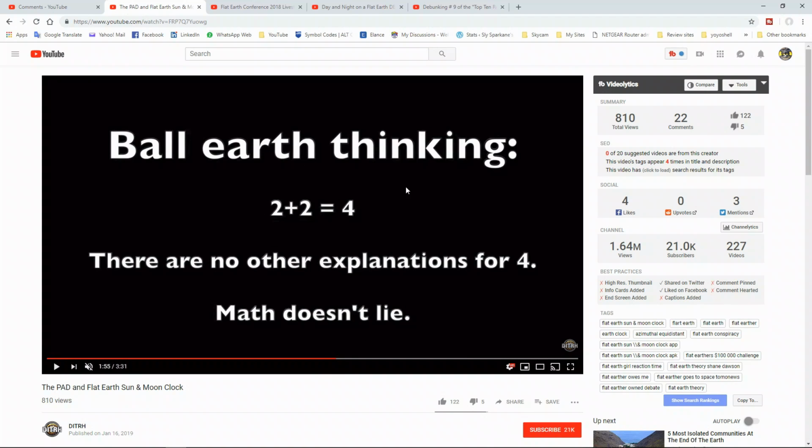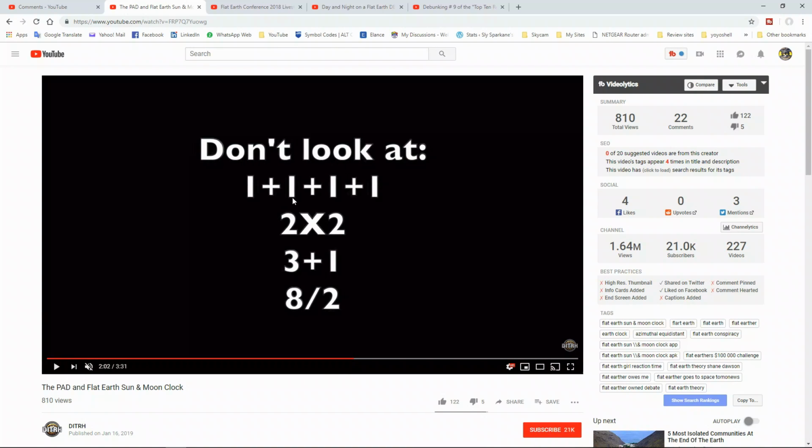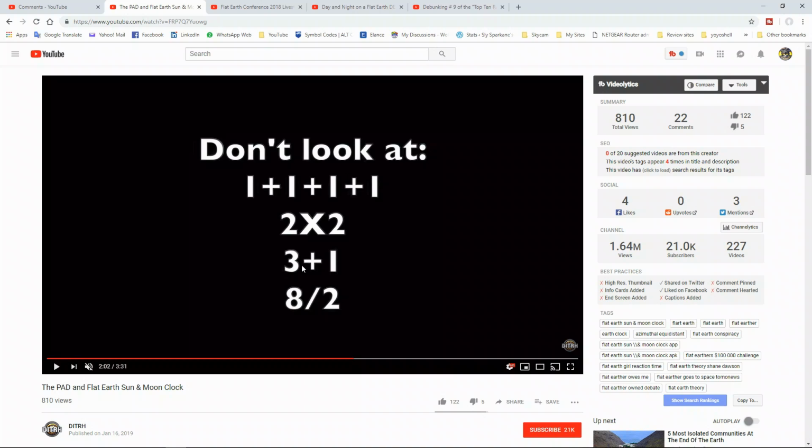Okay? Ball Earth thinking, 2 + 2 = 4. There's no other explanation for 4. Math doesn't lie. That's true. But this was funny. I saw this. But don't look at 1 + 1 + 1. That's still math equaling 4. This is still math equaling 4. Okay, these are different ways to come to the exact same conclusion.